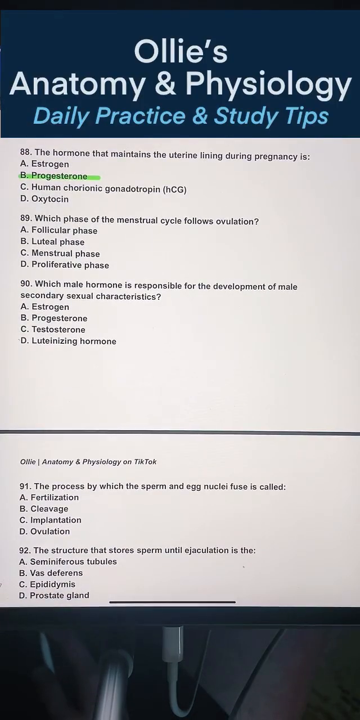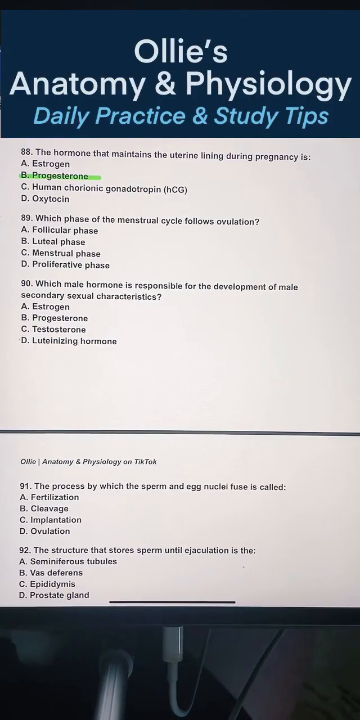89. Which phase of the menstrual cycle follows ovulation? Which phase of the menstrual cycle follows ovulation? Number 89. A, B, C, or D?